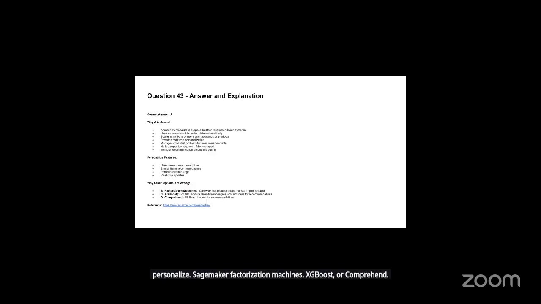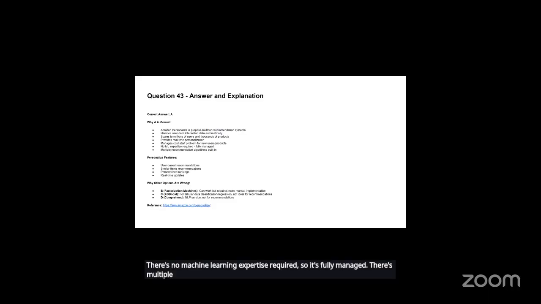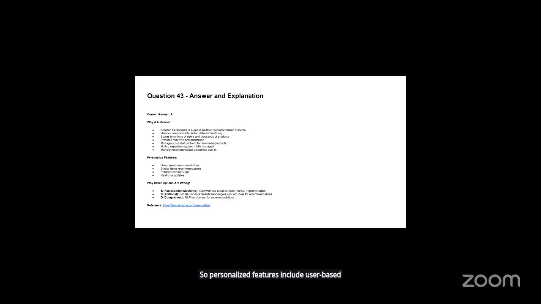The answer is Personalize, which is purpose-built for recommendations. It handles user interaction data automatically, scales to millions of users and thousands of products, provides real-time personalization, and manages cold start problems for new users and products. There's no machine learning expertise required, so it's fully managed. And there are multiple recommendation algorithms built in. Personalize features include user-based recommendations, similar items recommendations, personalized rankings, and real-time updates.